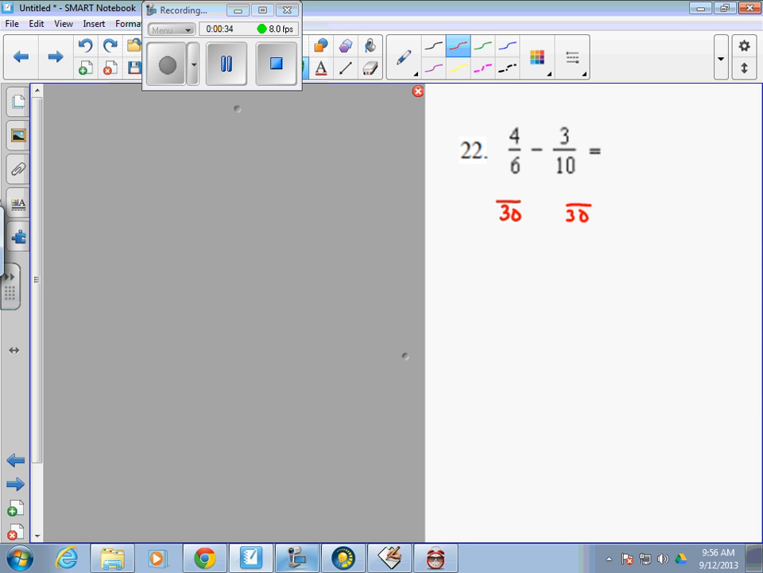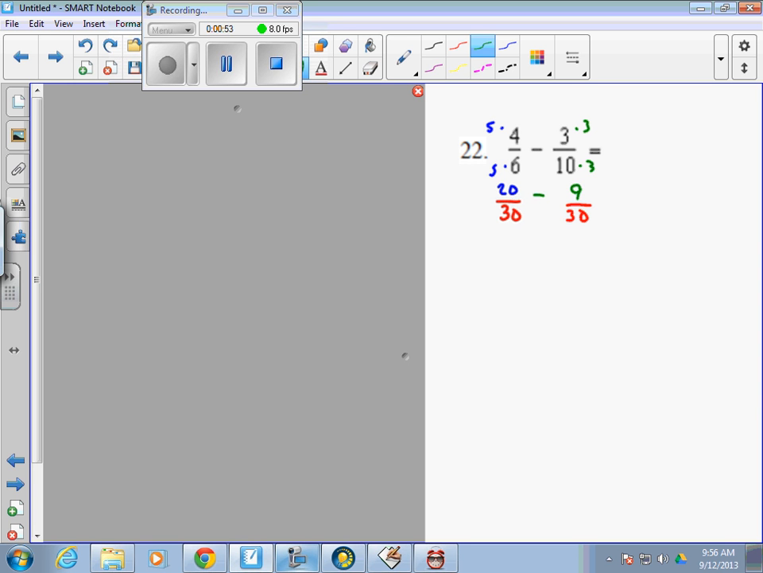Ask yourself, what do I need to multiply the number 6 by to get 30? It's times 5. Multiply the top number by the same, times 5. 5 times 4 is 20. Ask yourself, what do I need to multiply 10 by to get 30? It's 3. Multiply the top number by the same 3. 3 times 3 is 9.